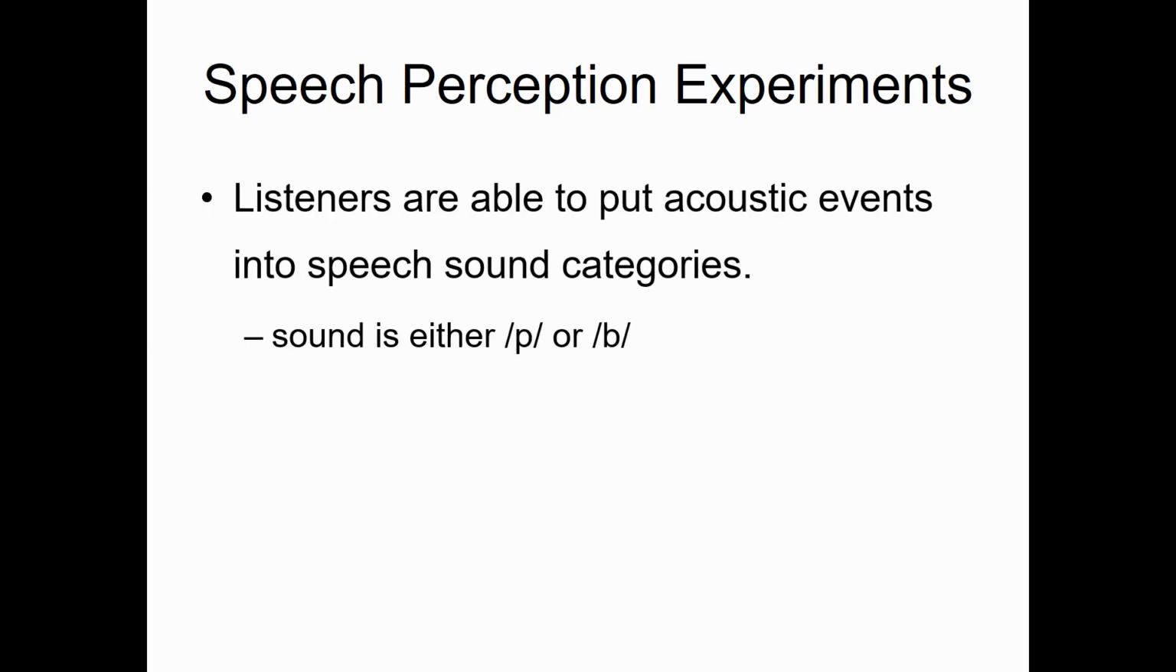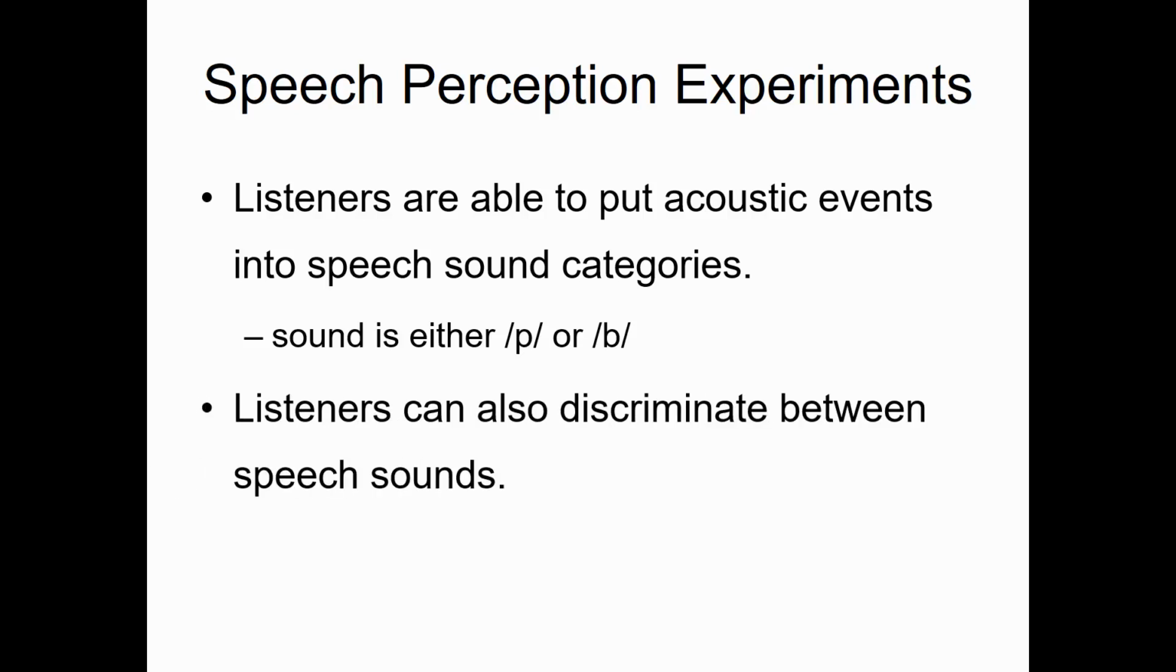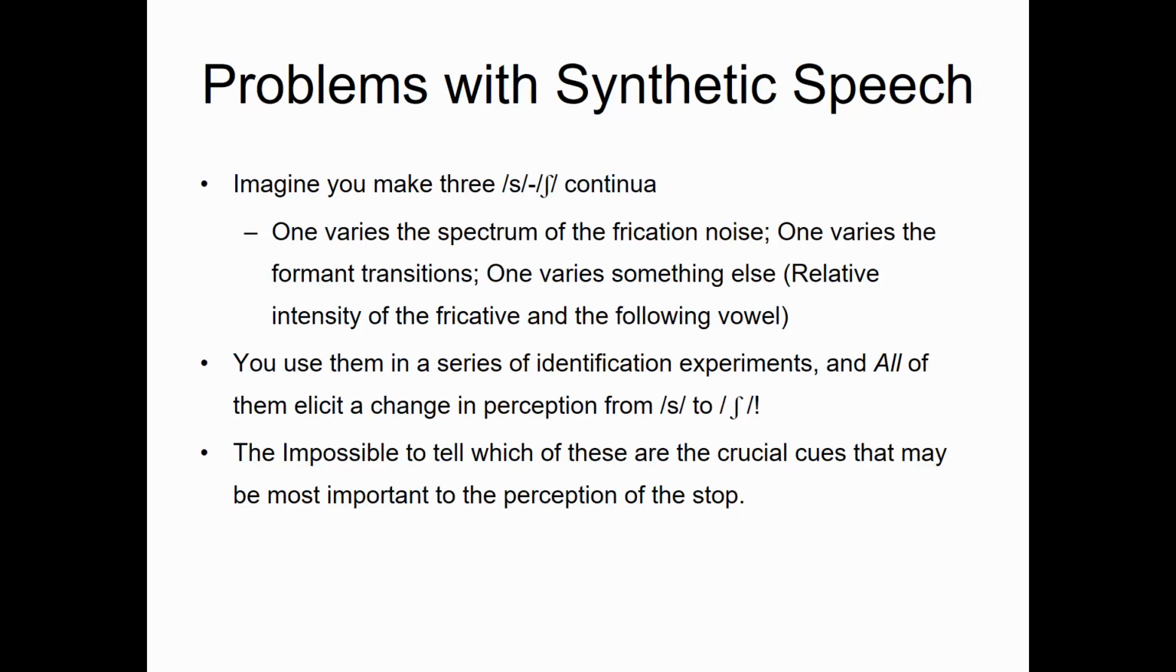So these experiments show that listeners are able to put acoustic events into speech sound categories, to say a sound is either P or B. And that they can discriminate between speech sounds. They can discriminate sounds that are on different sides of that boundary. Right? Now, the problem with categorical perception isn't, like I said, anything in the soundness of the methods. It's in sort of over-interpreting the results, right?